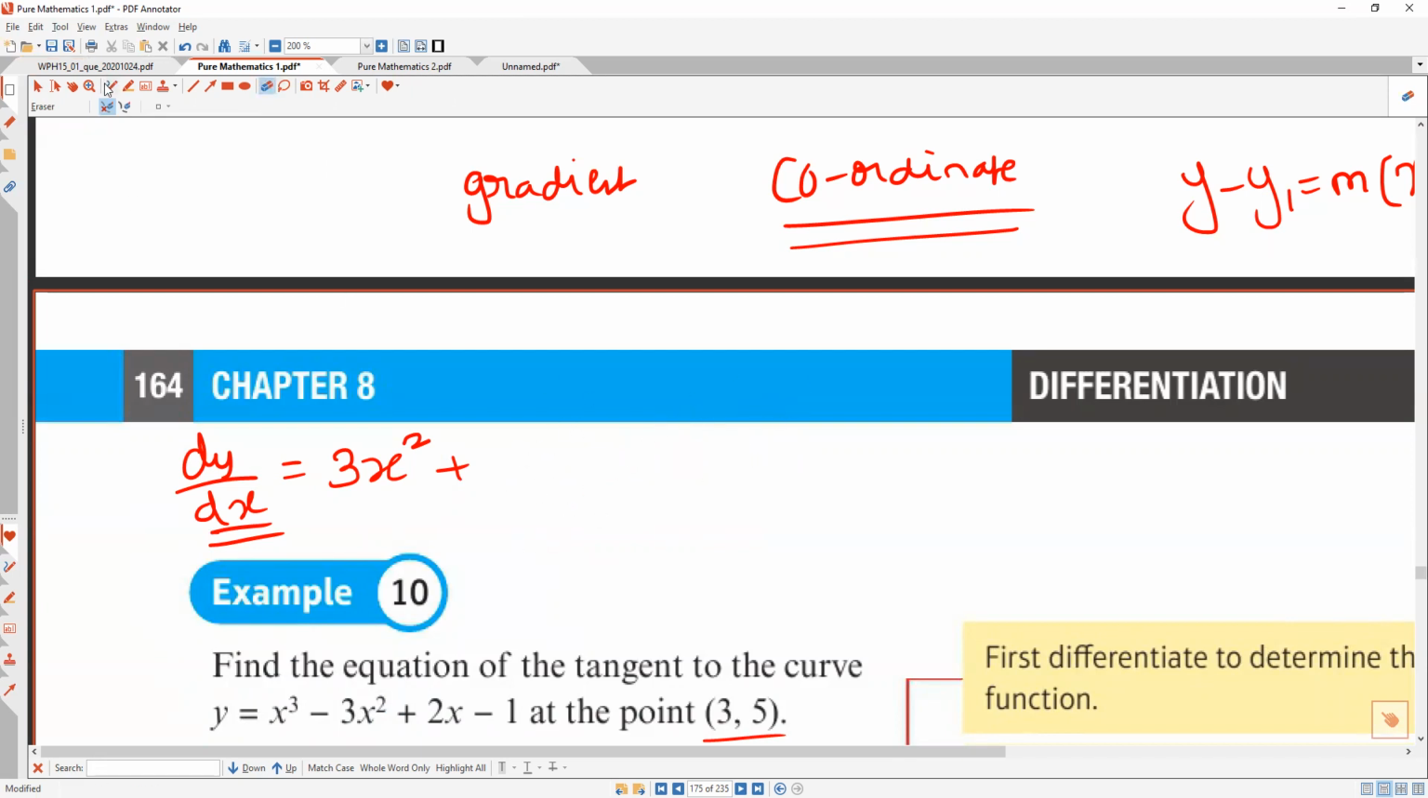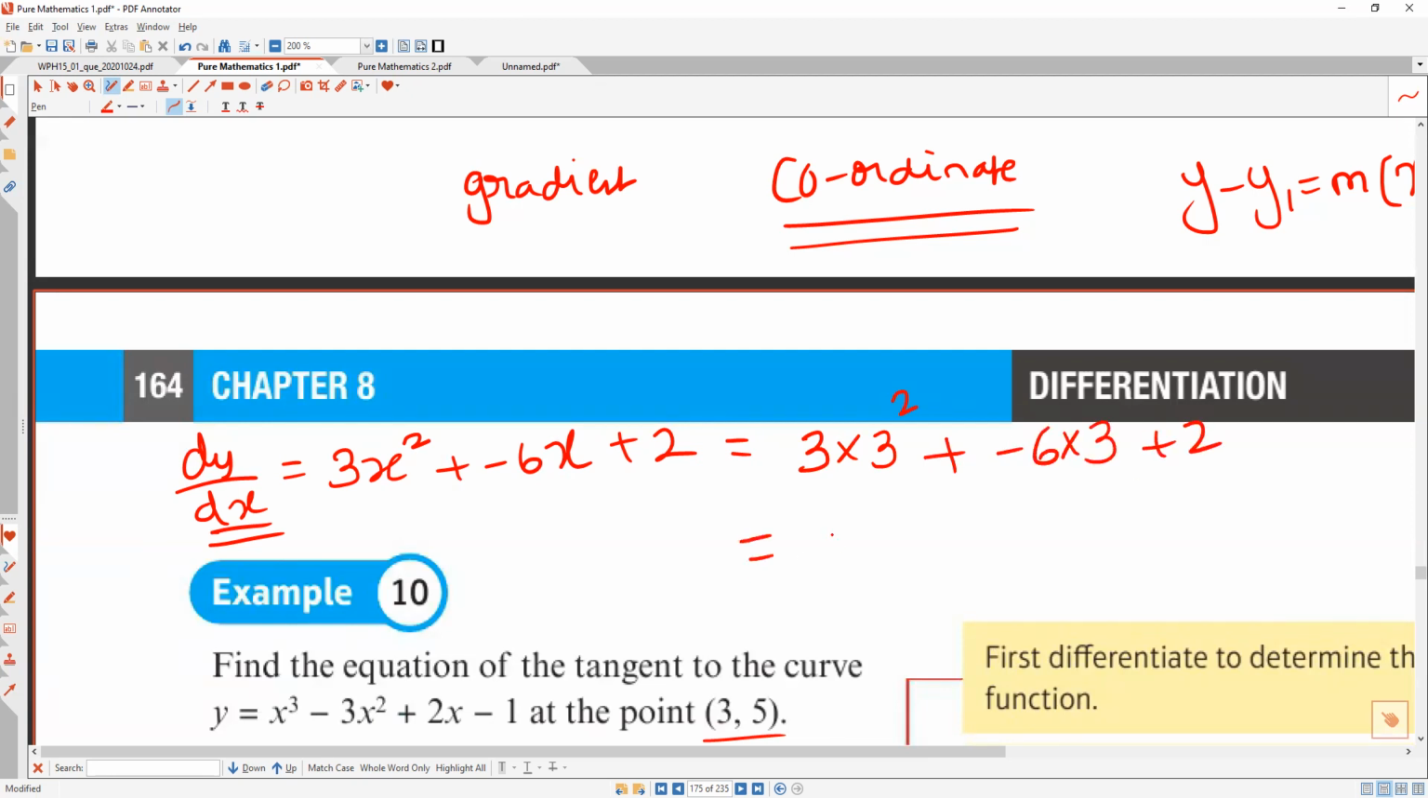(3x square minus 6x), plus 2. Now I need to find the gradient of this. How will you find the gradient? By substituting 3 over here. So 3 into 3 square, plus minus 6 into 3 plus 2.